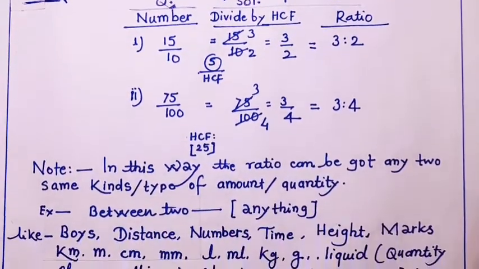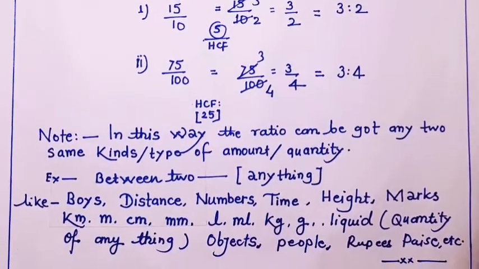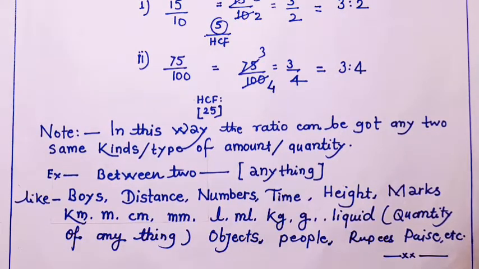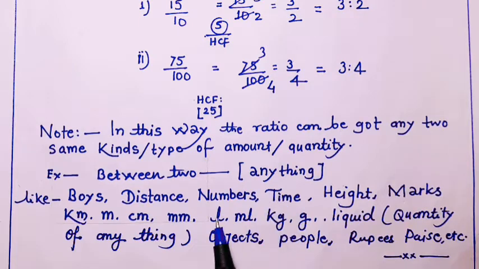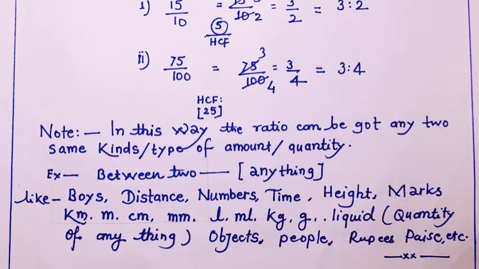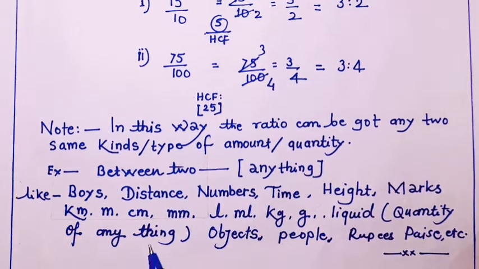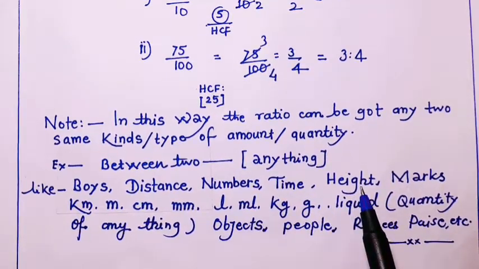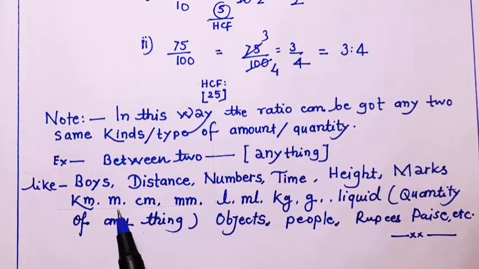In this way, the ratio can be found between any two quantities of the same type. We can get the ratio of anything, like boys, distance, numbers, times, height, marks, kilometer, meter, centimeter, millimeter, liter, milliliter, kilogram, gram, liquid, quantity of anything, objects, people, rupees, paise, etc.